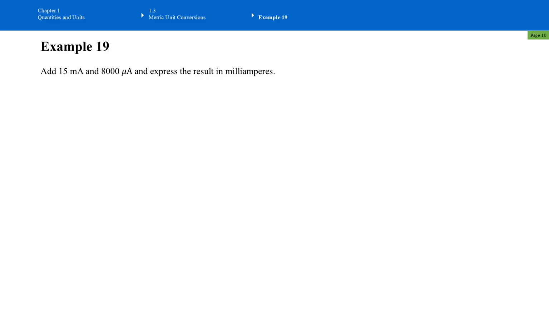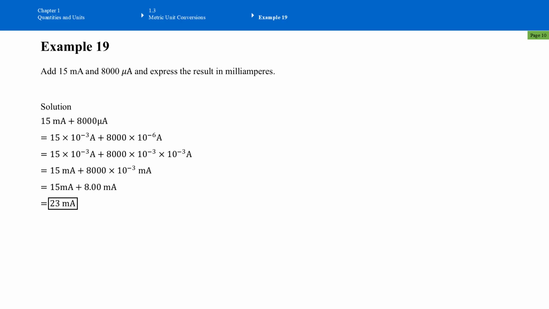Example 19. Add 15 milliamps and 8,000 microamps and express the answer in milliamps. To solve this problem, we need to align the prefixes. So we have 15 milliamps added to 8,000 microamps. We can either turn all the prefixes to milliamps or all the prefixes to microamps. So you take that call. In this example, I will use milliamps.